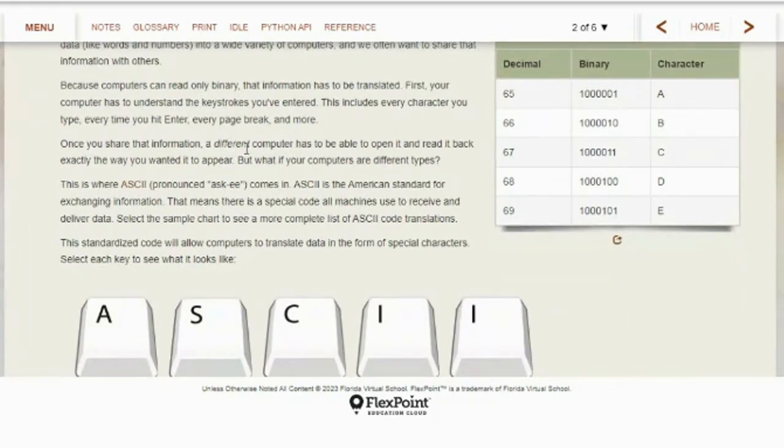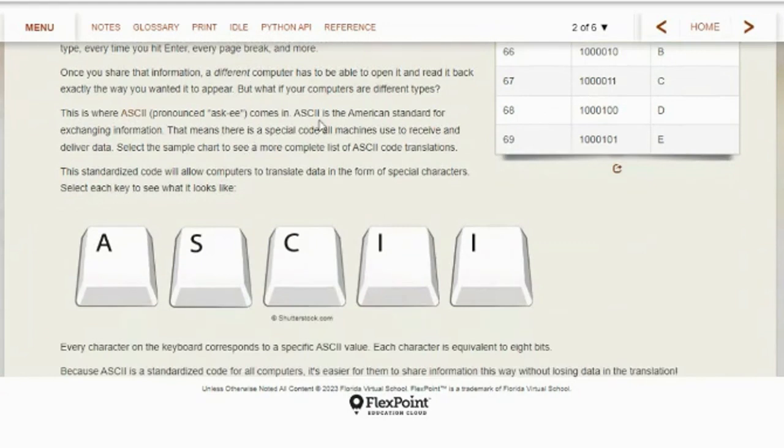It converts it back. But what if your computers are different types, like a PC and a Mac? This is where ASCII, the American Standard Code for Information Interchange, comes in. This is the standard for exchanging information. There's a special code that all machines use to receive and deliver data. So the standard code will allow computers to translate it into the form of special characters.